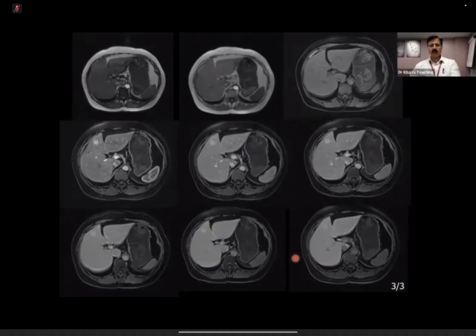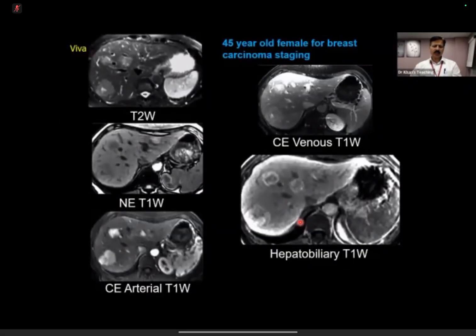And as I told you, this case has come in the exam last time. So this is a case where, actually, this is breast carcinoma staging. On CT scan, there were some lesions, and then hepatobiliary phase was done. On this T2-weighted sequence, you can see this high signal. Then on arterial, they show enhancement. Venous phase, it still retains contrast. And on hepatobiliary phase, it still retains contrast, particularly in the periphery.